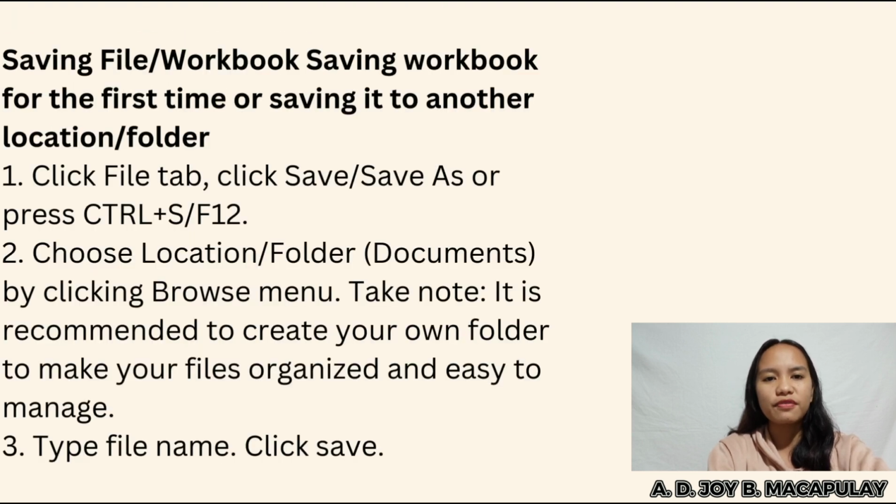Now, if you ask how to save a file or workbook for the first time, or save it to another location or folder. First, click the File tab, click Save or click Save As, or press Ctrl plus S or F12. Second, choose a location or folder by clicking the Browse menu. It is recommended to create your own folder to keep files organized and easy to manage. And last, type the file name and click Save.